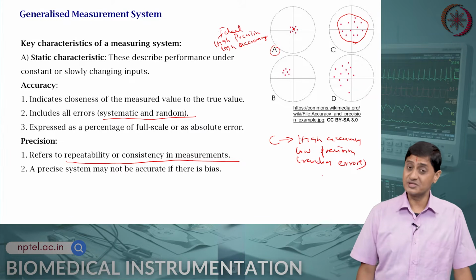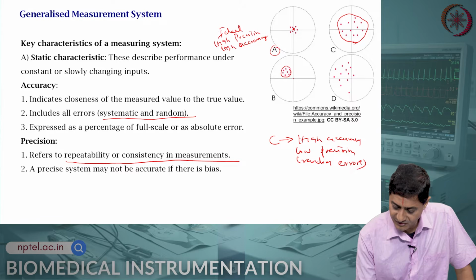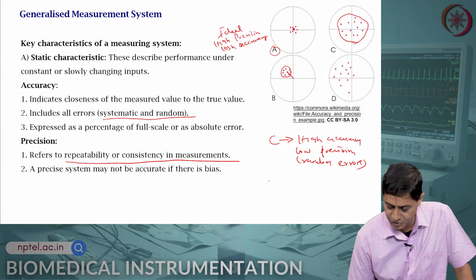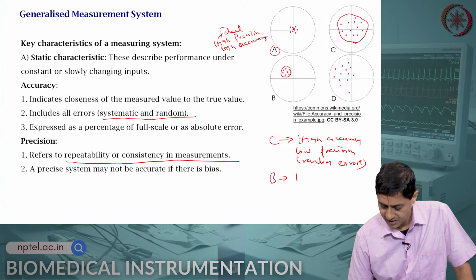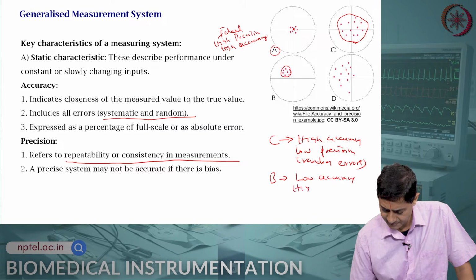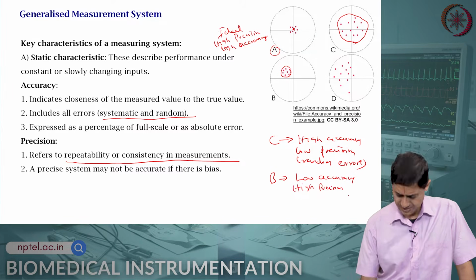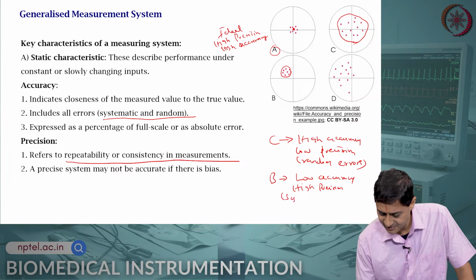B refers to a situation in which the repeatability is very good, but the true value is far away, or relatively far from the true value. That means B has low accuracy and high precision. That means there is a systematic bias, or systemic bias.